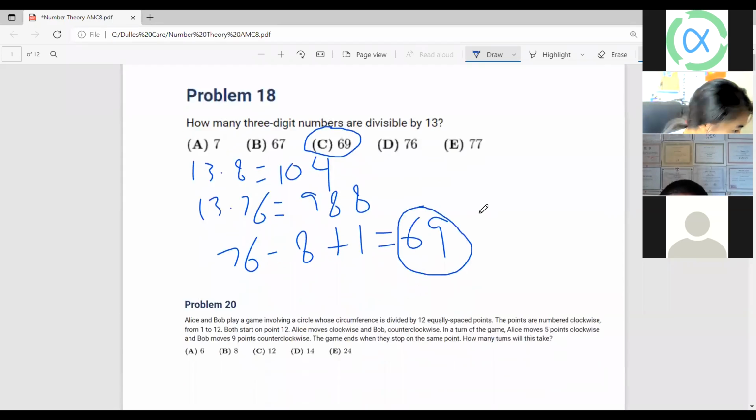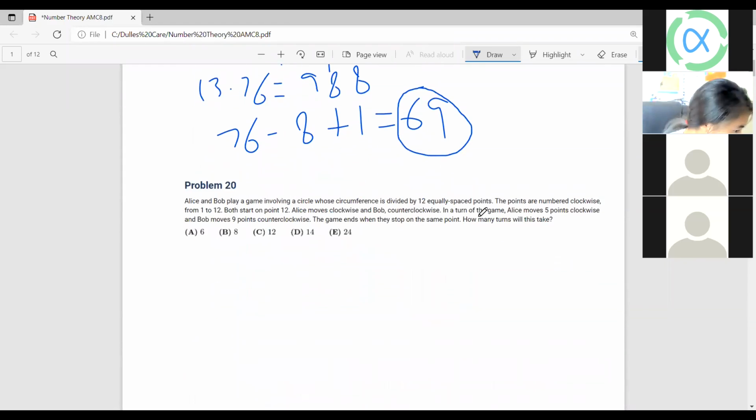All right then, moving on. Problem 20: Alice and Bob play a game involving a circle whose circumference is divided by 12 equally spaced points. The points are numbered clockwise from 1 to 12. Both start on point 12. Alice moves clockwise and Bob counterclockwise. In a turn of the game, Alice moves 5 points clockwise and Bob moves 9 points counterclockwise. The game ends when they stop on the same point. How many turns will this take?